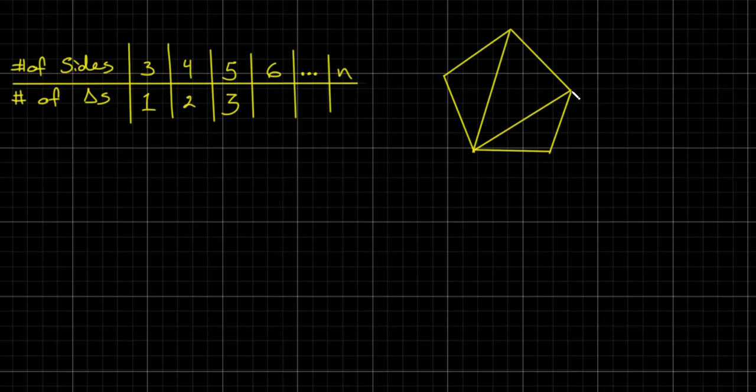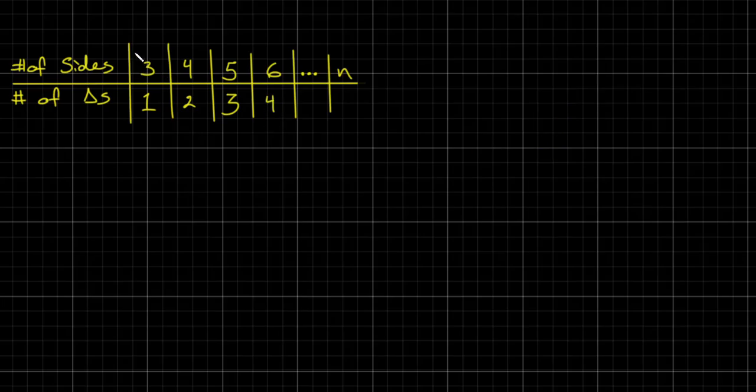If I make a 6-gon or a hexagon instead, it will take 4 of them. And we could do the same thing. You can draw it to confirm if you'd like. But what we see is that the number of sides is always 2 more than the number of triangles. So if I have n sides on some figure, it would simply be n minus 2 right here.